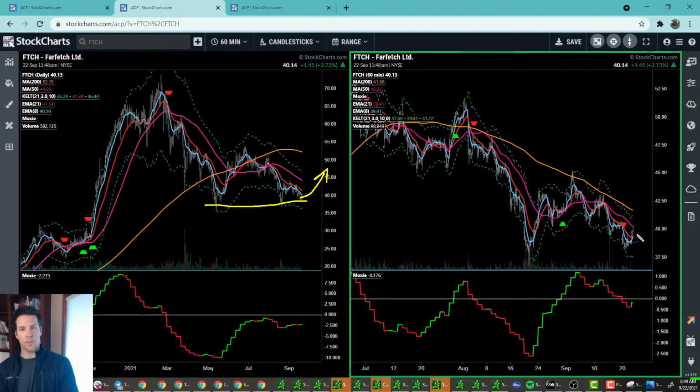So if it's going to change to the long side, you'll see price get back up over the hourly 50, kind of like it did here, and then you're going to see price hold the hourly 50, and then it'll continue to move up. So just look out for that in case something like that happens.